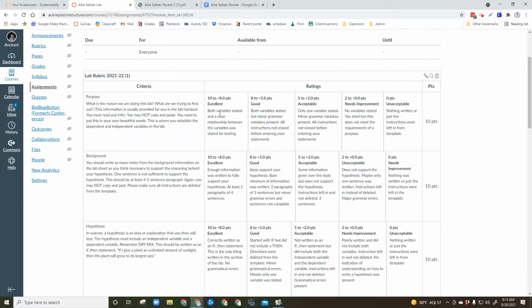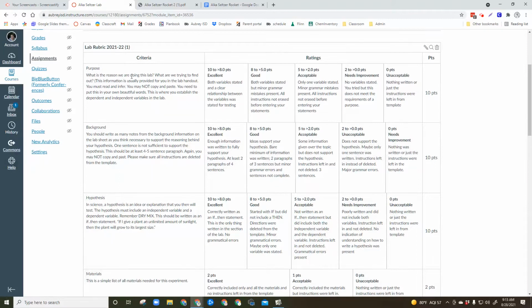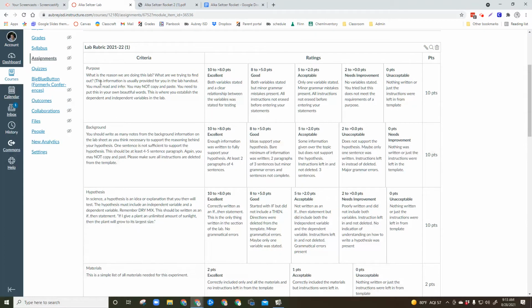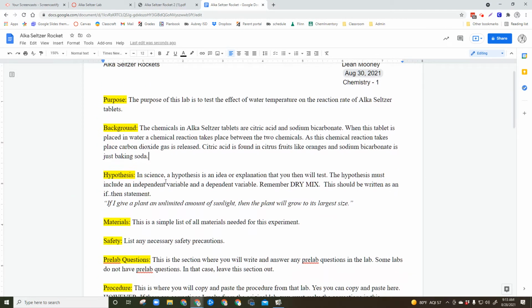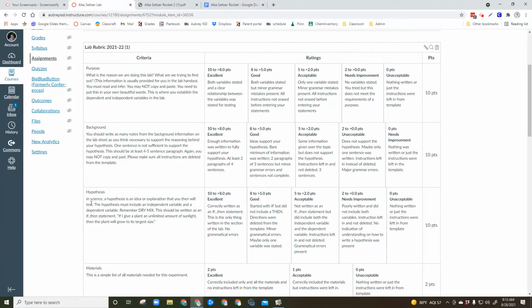This is the rubric that you're going to be graded by. So what is the reason that we're doing this lab? This right here, this criteria. What are you trying to find out? This information is usually provided in the lab handout. That's the same wording that was on your instructions here under the purpose. Like say, for example, hypothesis. In science, a hypothesis is an idea, blah, blah, blah.